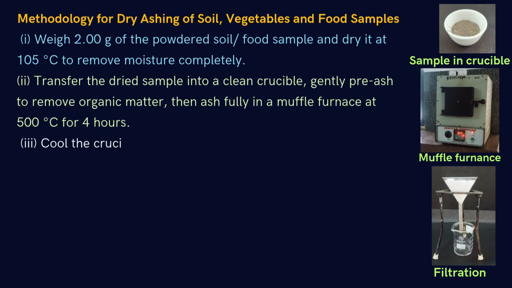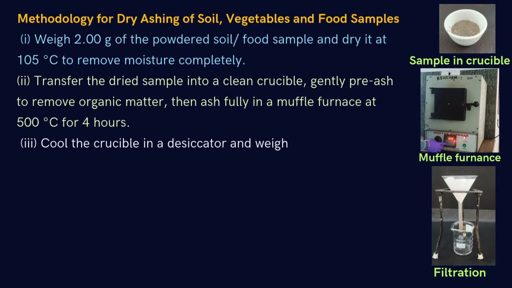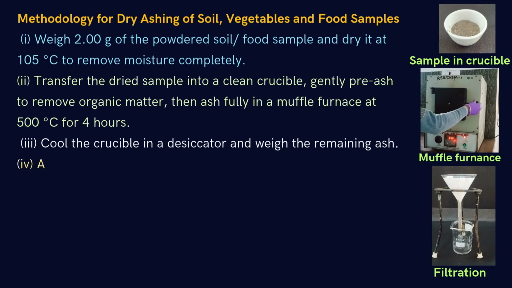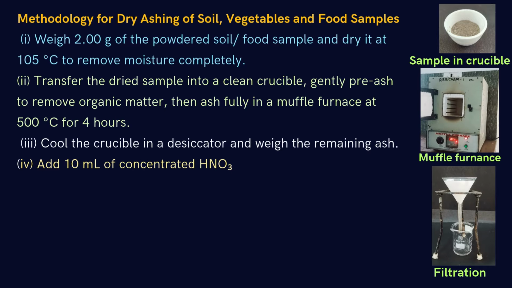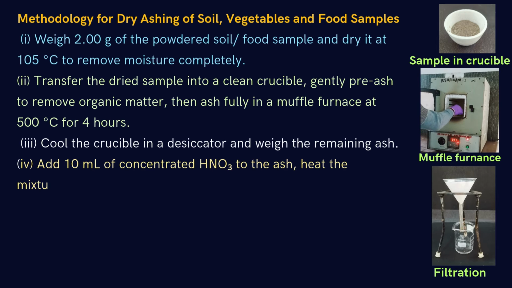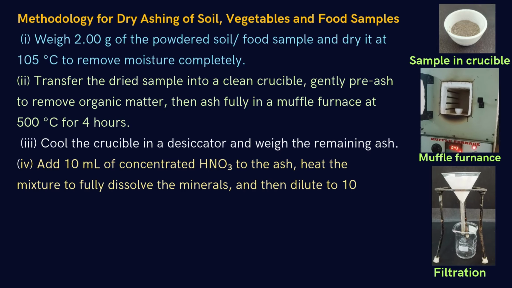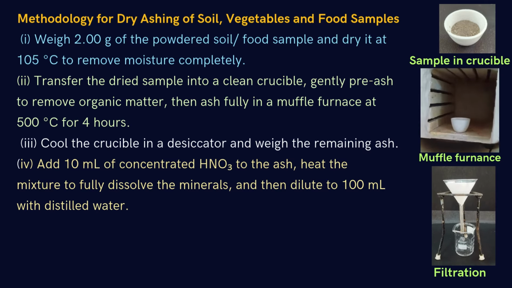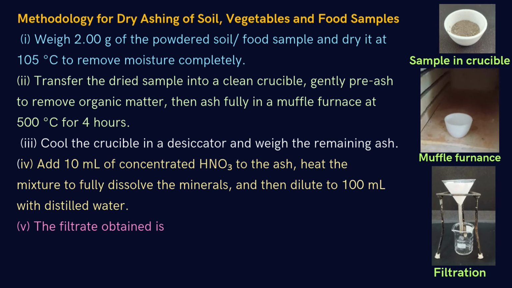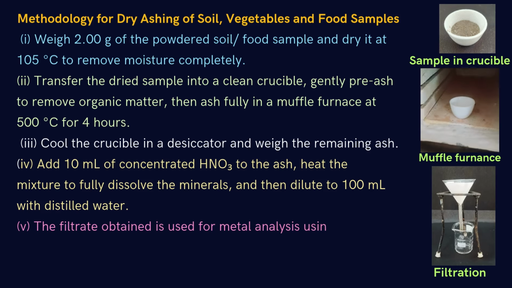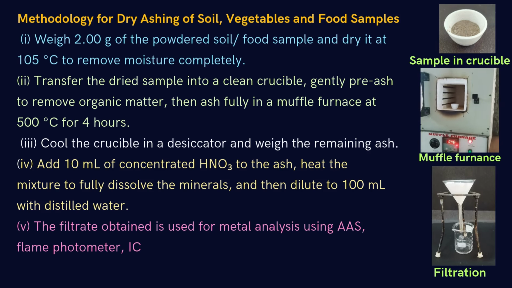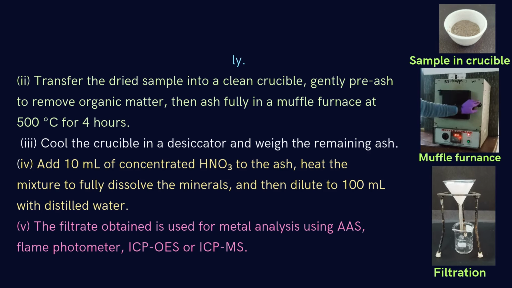Third one is, cool the crucible in a desiccator and weigh the remaining ash. Fourth one is, add 10 milliliters of concentrated HNO3 to the ash, heat the mixture to fully dissolve the minerals, and then dilute to 100 milliliters with distilled water. Finally, fifth one is, the filtrate obtained is used for metal analysis using AAS, flame photometer, ICP-OES or ICP-MS.